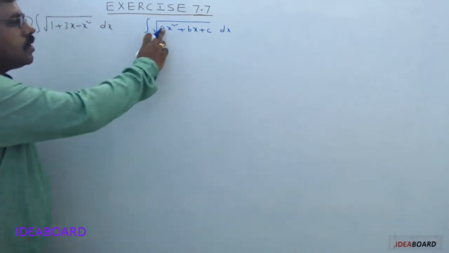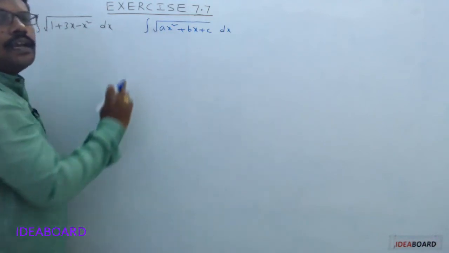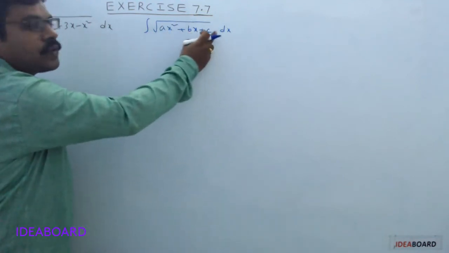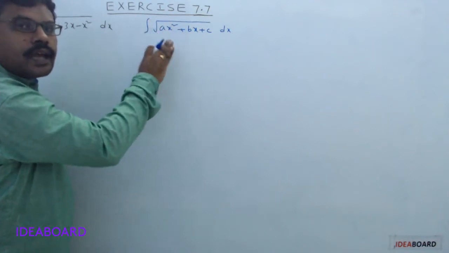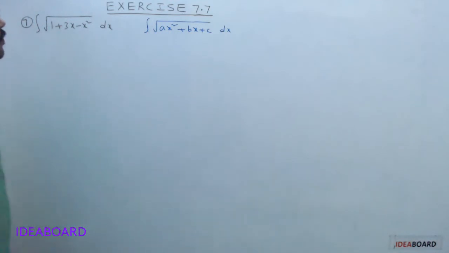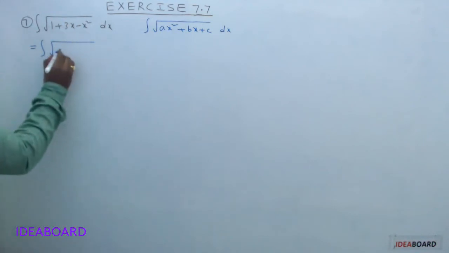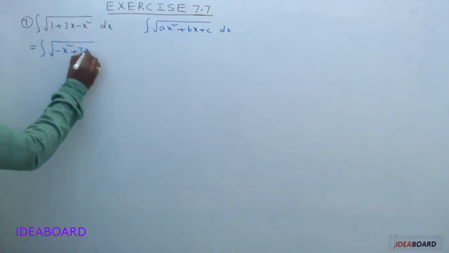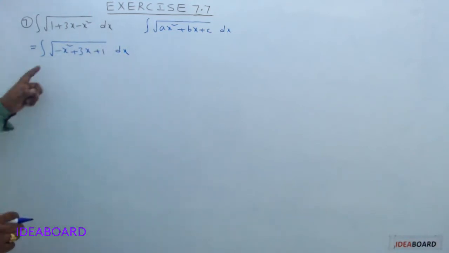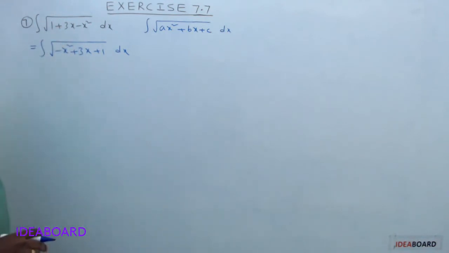First, make x square coefficient as a unity. After making x square coefficient as a unity, whatever the remaining expression will be there inside the root function, make that expression as a perfect square. Now use that procedure on your given problem. First write down the terms in an appropriate order. First write down x square term, then x term, then constant term. So it is integral square root of minus x square plus 3x plus 1 dx.